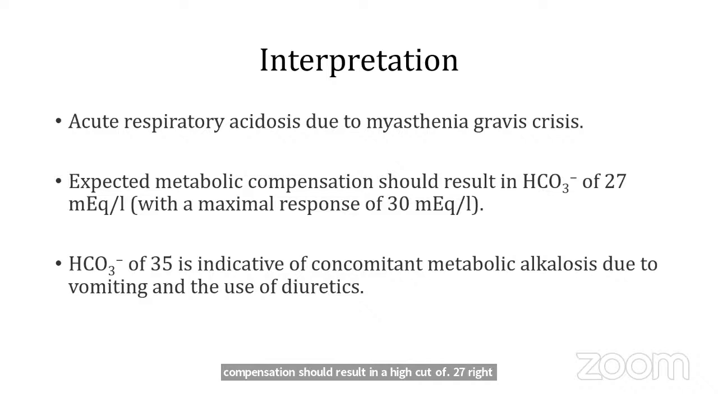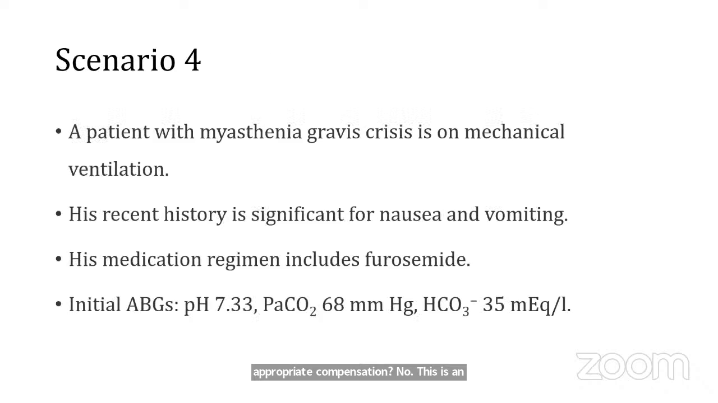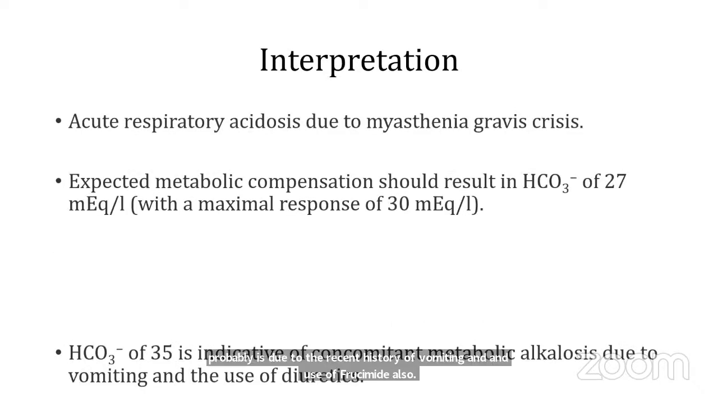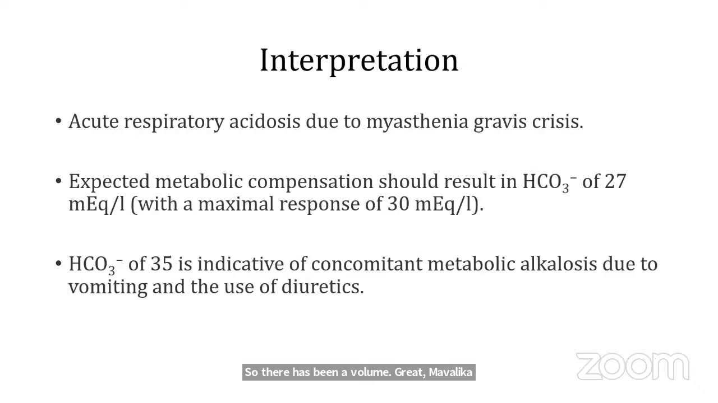Here the bicarb is 35. I'm not going to go into the formula, but if you put all the numbers in that formula, you would find that the expected bicarb is 27 and it could maximum go up to 30. But here we find that it is 35. So is this appropriate compensation? No. This is an overcompensation. So what could it be due to? This probably is due to the recent history of vomiting and use of furosemide also. So there has been a volume-related metabolic alkalosis. So this is acute respiratory acidosis plus there is a component of metabolic alkalosis.